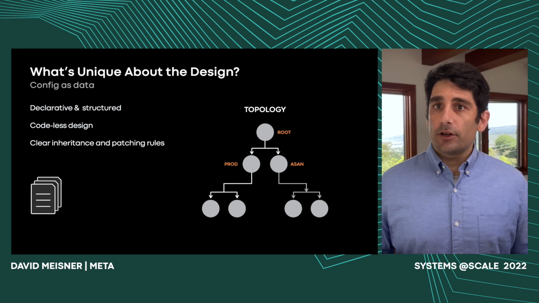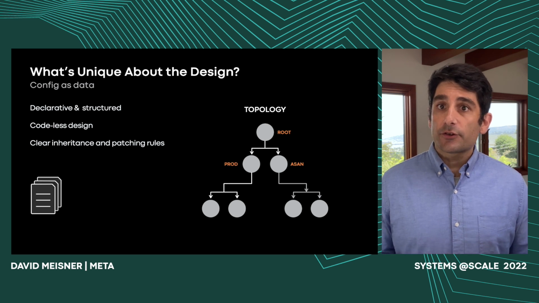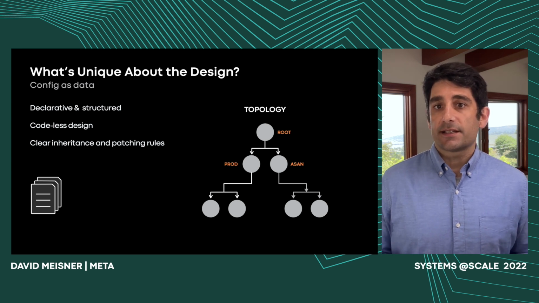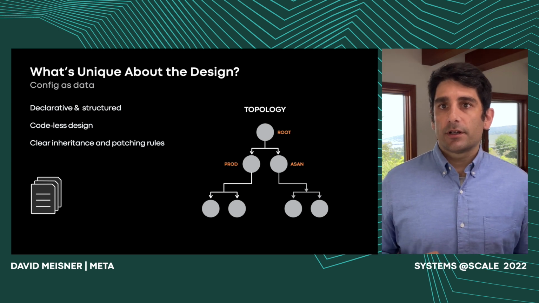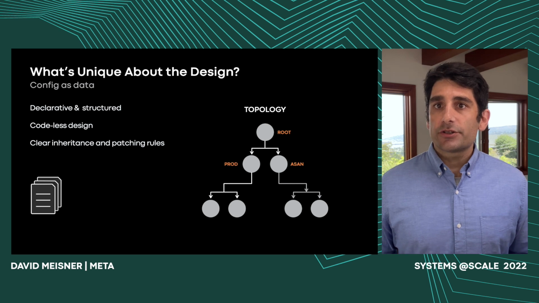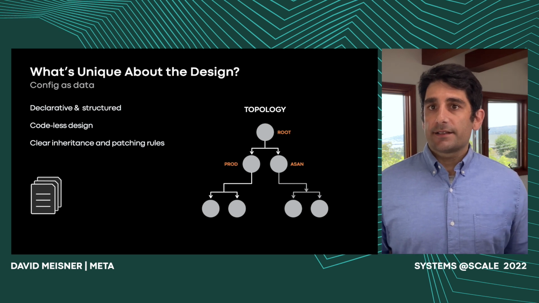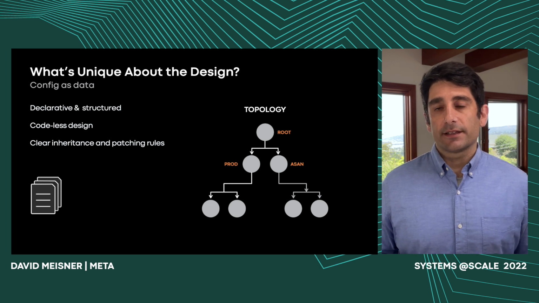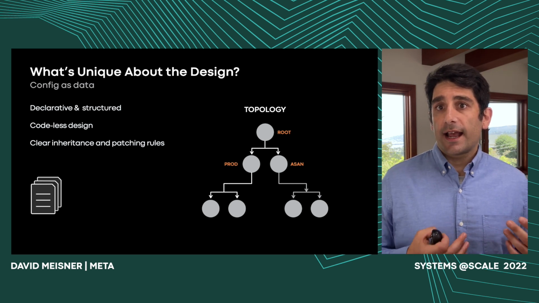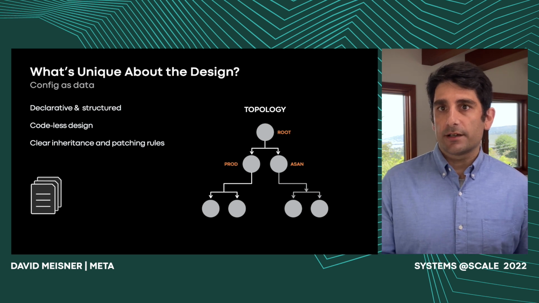Instead, we're trying to make a large bet on having a config as data representation, where the user provides a structural representation using concepts like inheritance and patching. To give you a concrete example of how this would work, on the right-hand side, I have a topology that the user would express using the service data model. On the left-hand side, they have the prod section of their service, and on the right-hand side, they have something labeled ASAN, which would be a testing fraction. Address sanitizer is a good example where we run a different binary in order to catch bugs.